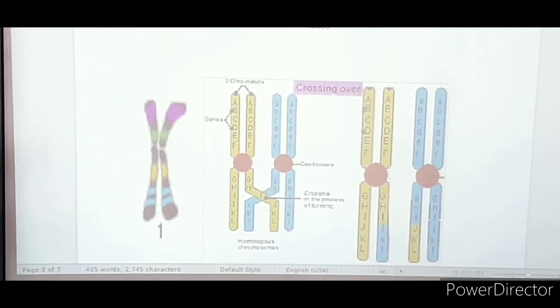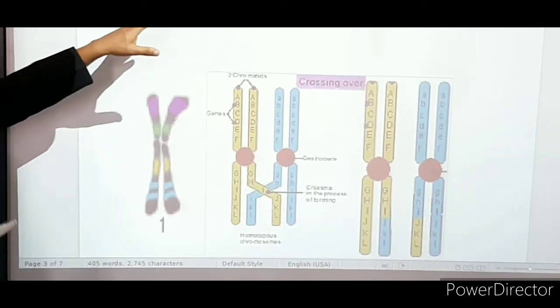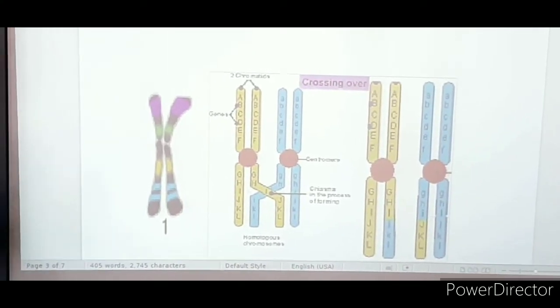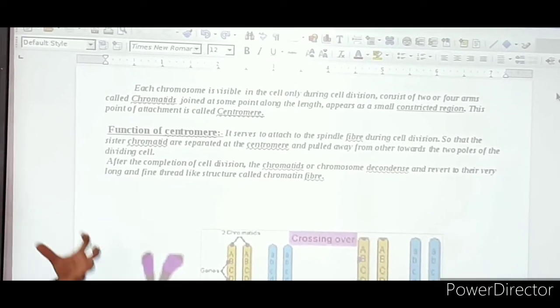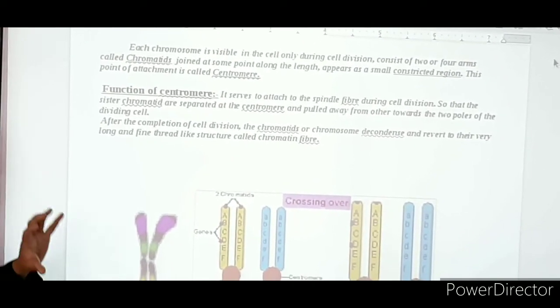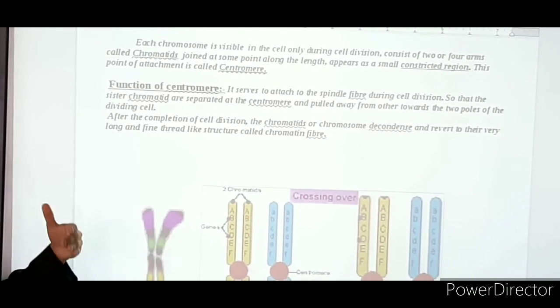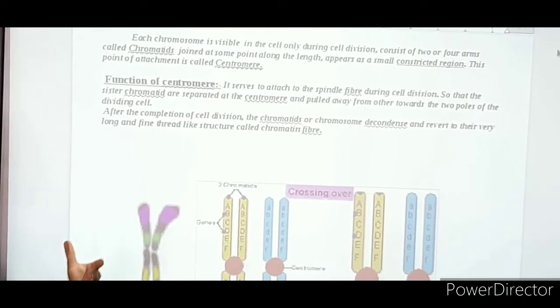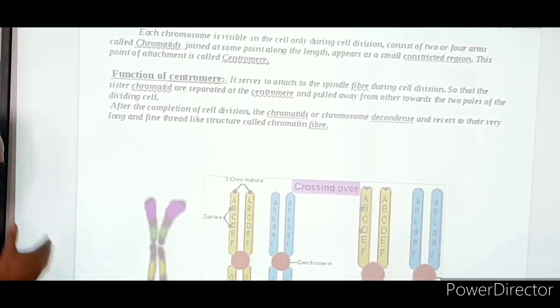And what does the centromere do? The centromere, as I've written here, serves to attach to the spindle fiber. So in the process of cell division, since we have already done the different processes of karyokinesis, or the phases of karyokinesis: prophase, metaphase, anaphase, and telophase.